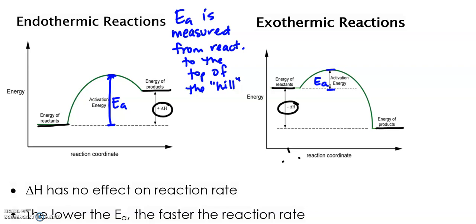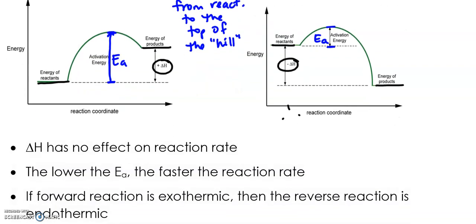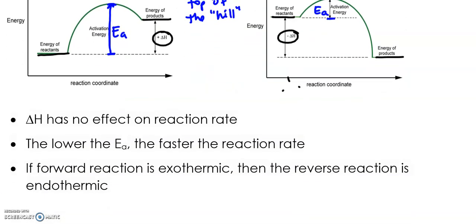So the delta H itself has no effect on the reaction rate. So how fast the reaction happens has nothing to do with the delta H. But the lower the activation energy, the faster the reaction rate. And this is something you should already know. If a forward reaction is exothermic, the reverse reaction is endothermic. So if you remember when we did Hess's law, for example, and we would reverse a reaction, the delta H value would, or not the value, the sign would change.